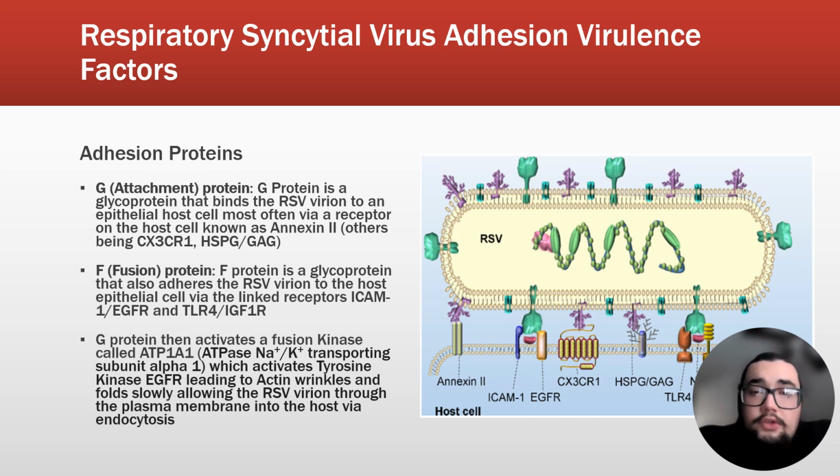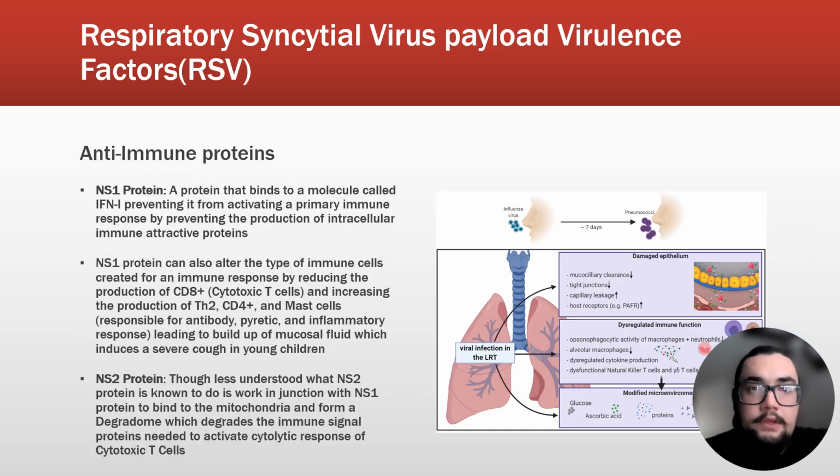The other big thing about G protein that it does is it actually activates the endocytotic process. G protein will essentially activate an ATP kinase, which will, as it goes down the EGFR process, cause the actin in the plasma membrane to bend and fold, which slowly engulfs the RSV molecule and brings it into the cell. And then as it's brought in, RSV will then be able to perform other functions with virulence factors that I'll get into on this next slide here.